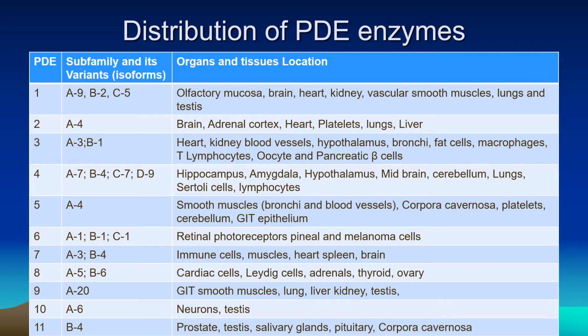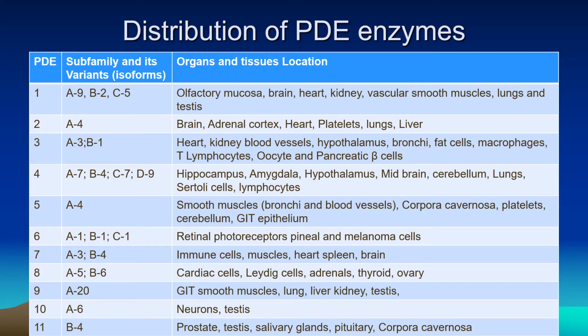Now, the class 4 has four subfamilies A, B, C, D, and each has variants. A has 7, B has 4, C has 7, and D has 9. It's mainly found in the brain tissue, Sertoli cells, and lymphocytes. The type 5 has only one subfamily with four variants. It is located on the smooth muscles. This is an important thing. It's mainly located on the vascular smooth muscles, on the corpora cavernosa of the penis, on the bronchial smooth muscles, and also located in certain areas of brain and GIT.